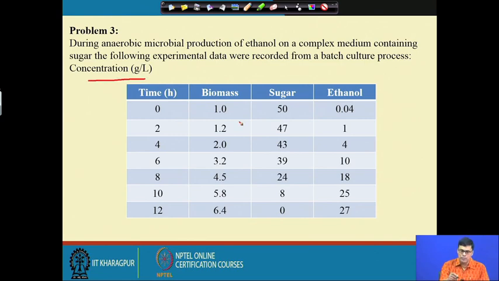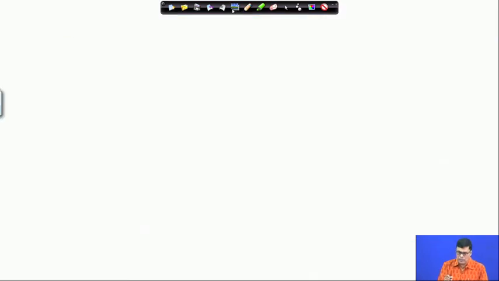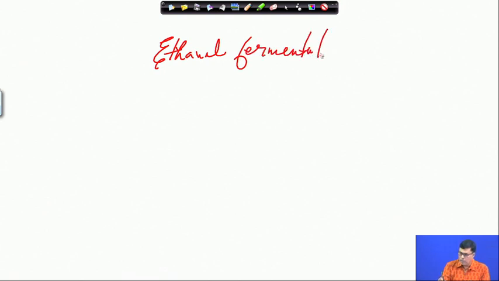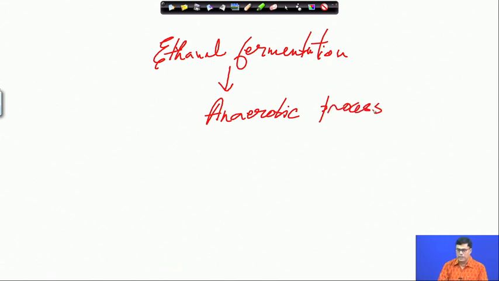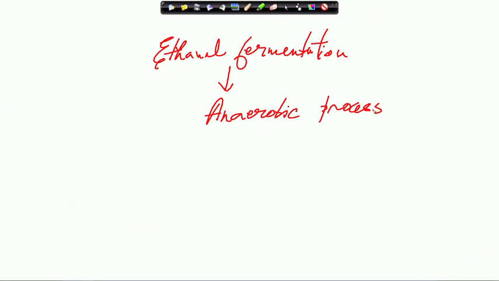Here I want to point out that ethanol fermentation is considered an anaerobic process. I have already explained that an anaerobic process means the organism doesn't require molecular oxygen for growth and metabolism. Not only that, in the case of an obligatory anaerobe, molecular oxygen will be harmful for them. This ethanol fermentation process we carried out with the help of Saccharomyces cerevisiae.